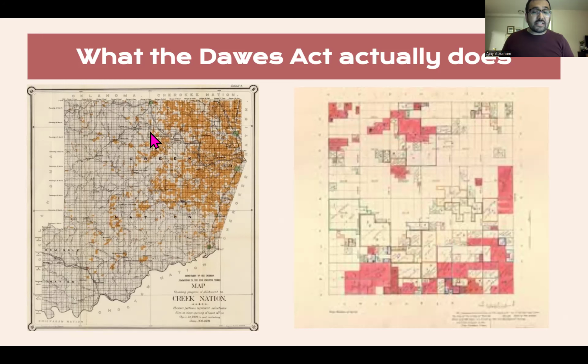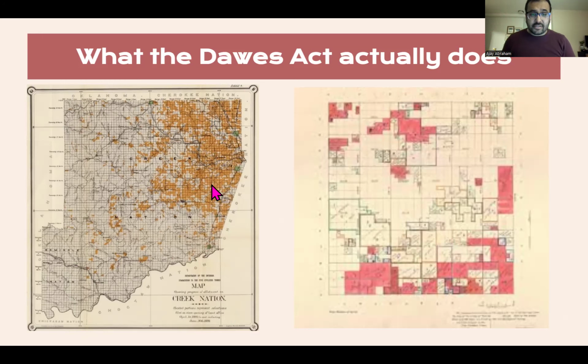Okay. And you see this play out here in this map of the Creek Nation. The Creek Reservation before the Dawes Act is all of this. This is huge. This is basically the middle and eastern section of Oklahoma. It's a huge part of Oklahoma.